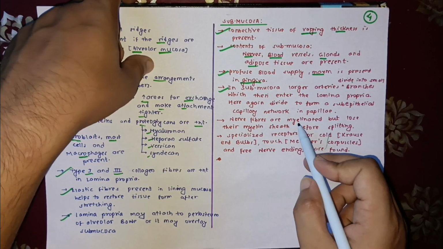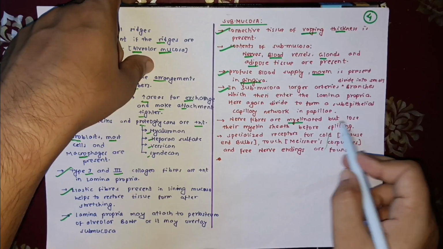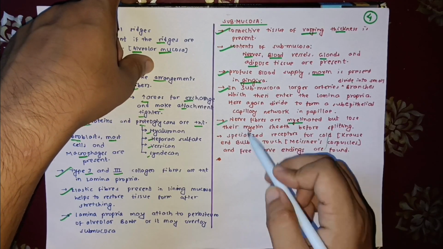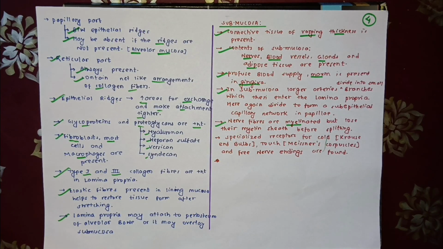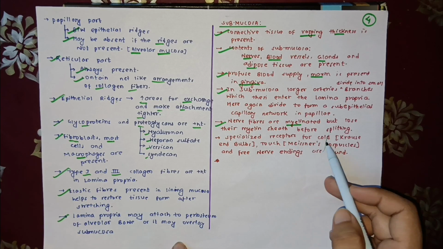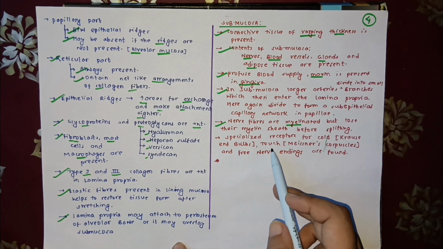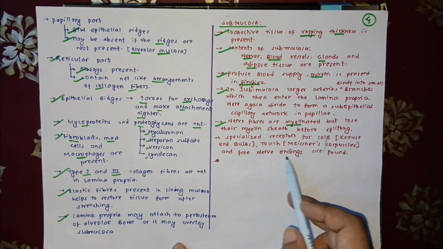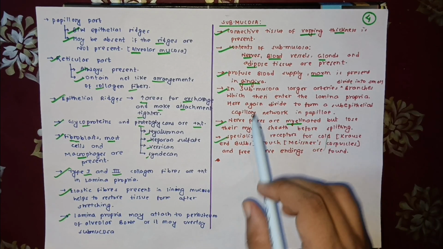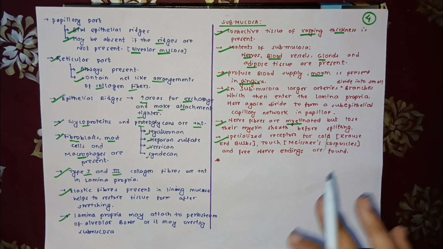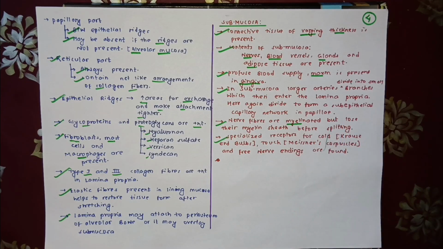The nerve fibers are also present there, which are myelinated but lose their myelin sheath before splitting. When they give branches and enter the lamina propria, they become non-myelinated. Specialized receptors for cold, that is Krause end bulbs, for touch, Meissner corpuscles, and free nerve endings are found in the submucosa. Overall, remember submucosa contains blood vessels, nerves, lymphatics and adipose tissue.